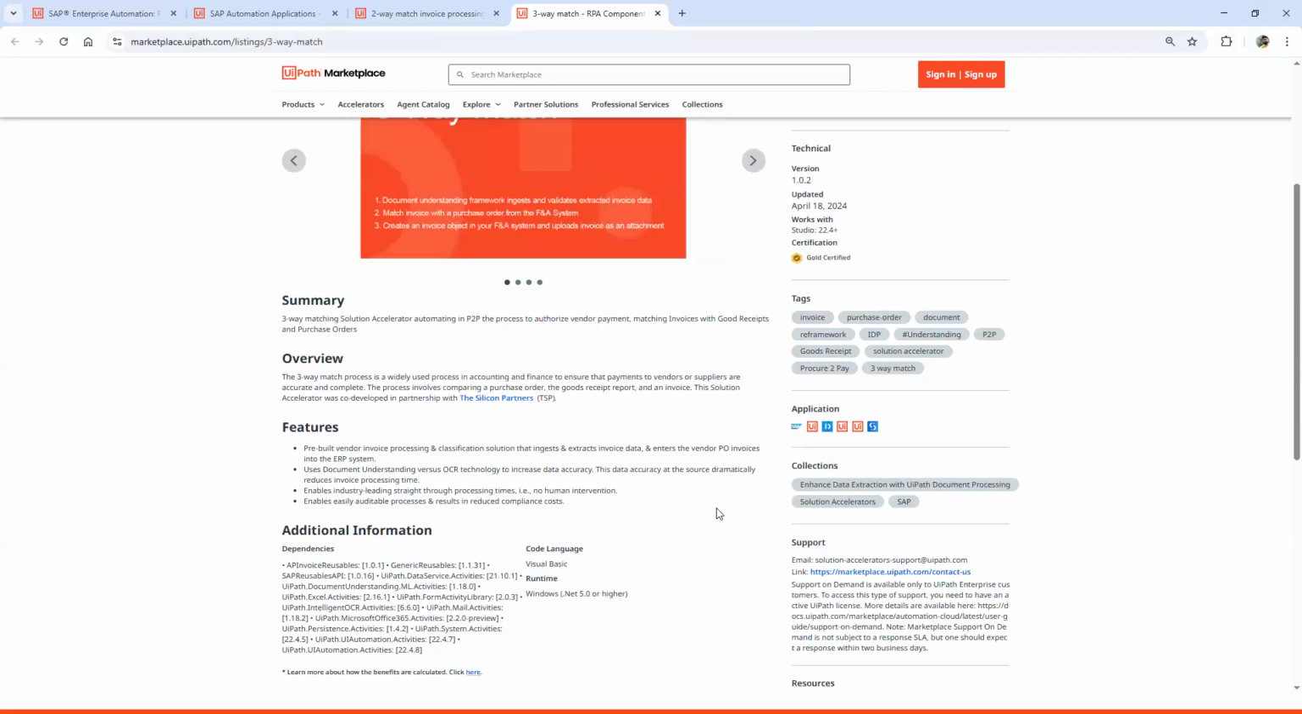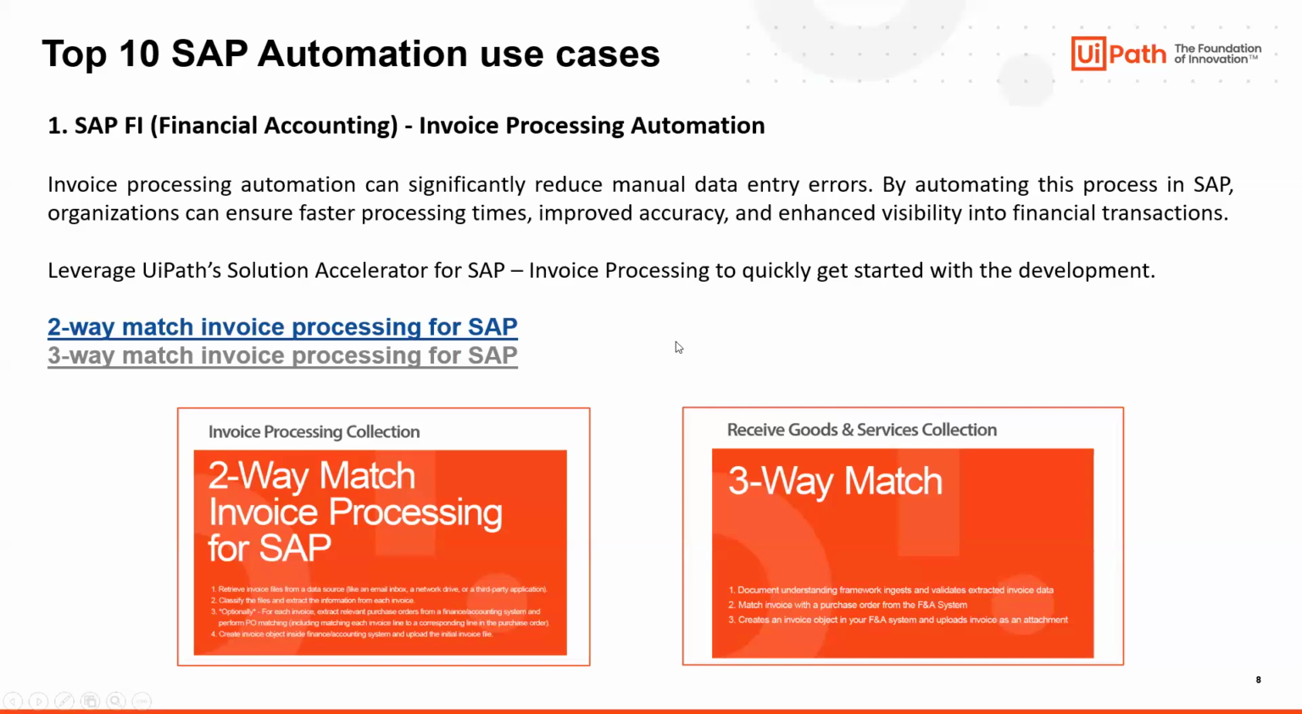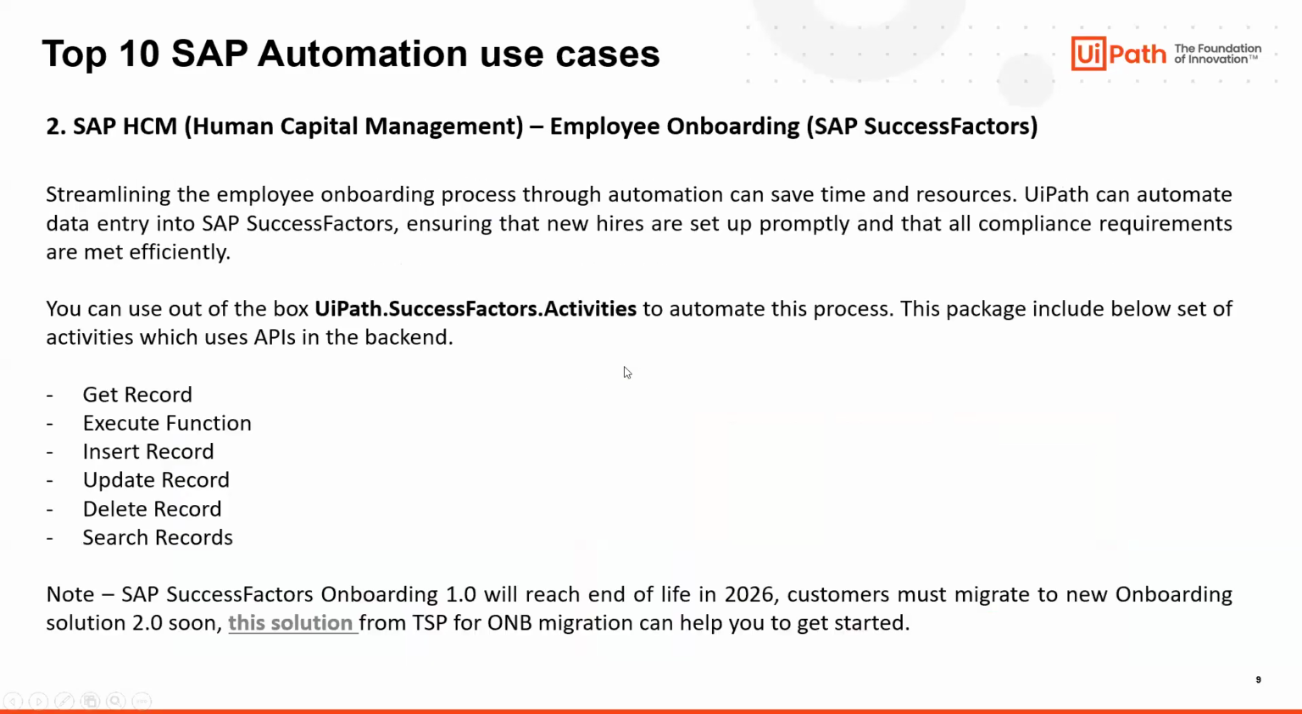And three-way matching happens across the invoice document, the purchase order, and the receipt. So these two are the widely used use cases in the SAP FI module. And I'll also share the links to these accelerators and other relevant reference links in the chat so that you can refer to them at a later point of time, and you can also have a look at all those links.